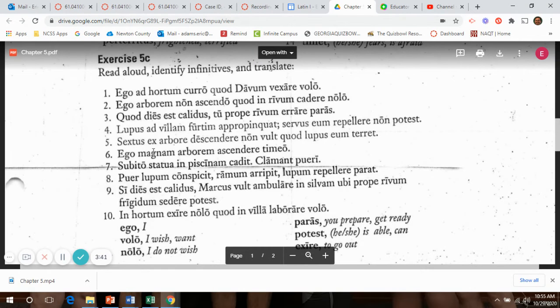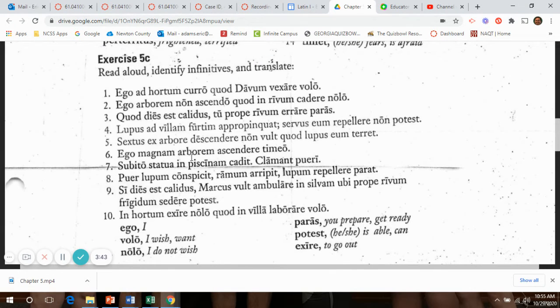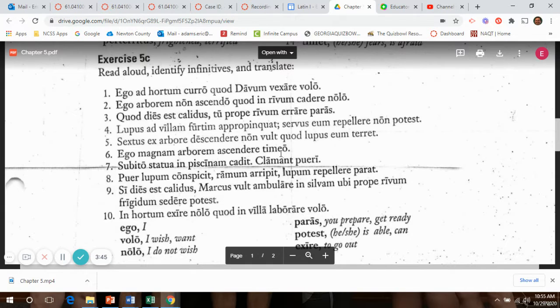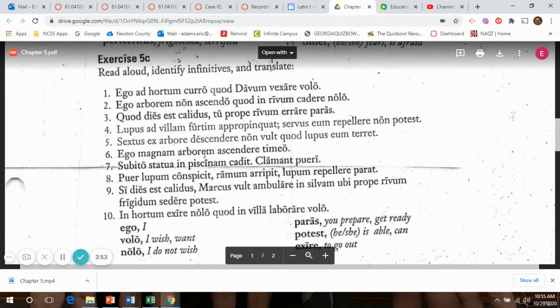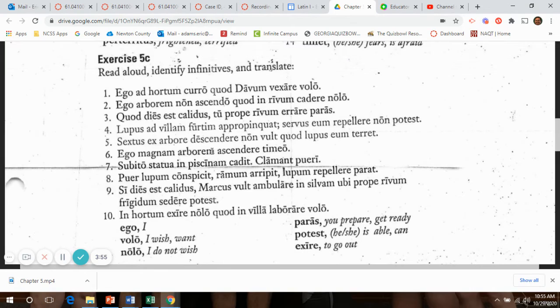Number 6, ego magnam arborem ascendere timeo. I fear, timeo, ego, I fear, and timeo here, of course, has the O ending, telling us the subject is I, to climb the big tree. Now note here as well, arborem is a third declension noun. We normally do not know the gender of third declension nouns because some of them are masculine, some of them are feminine, but in this sentence number 6, we now know that arborem is feminine because it is modified by magnam.